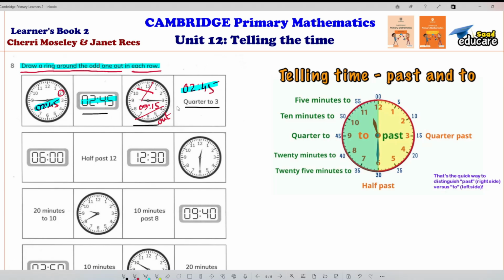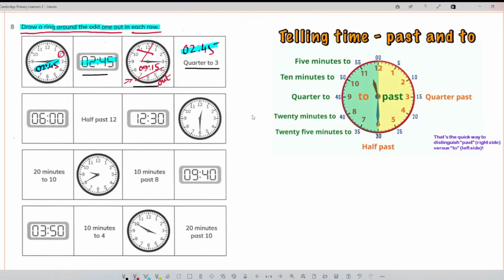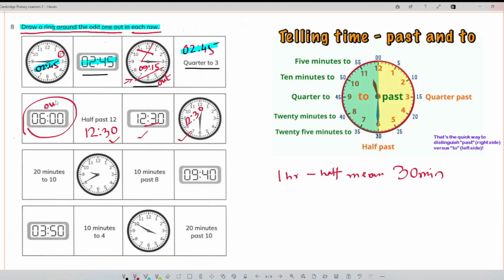So here is 4 o'clock, where this one is not similar. Same, here is 6, here is 12:30. 12:30, half means what? Half means 30 minutes. So 30 minutes past 12 means 12:30. Here is also 12:30, and the analog clock also mentions 12:30. So it means these three are similar and this one is out.